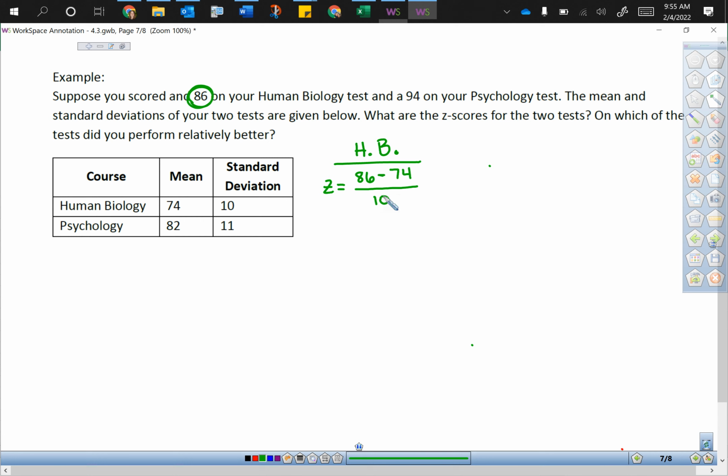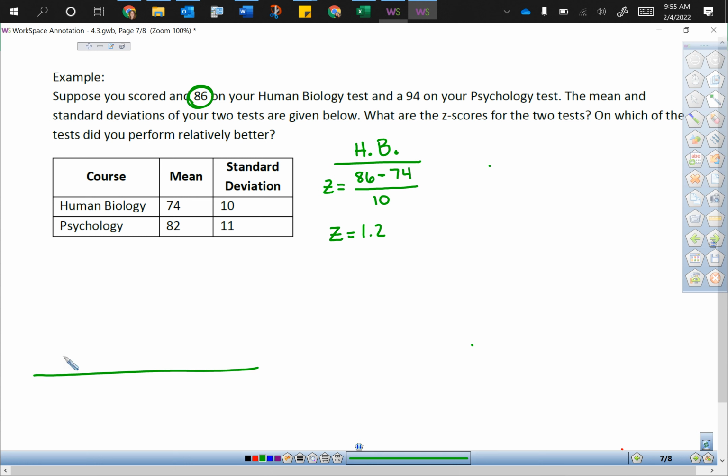Now, if you put this into your calculator or if you put it into Excel, either or, what do you need to put around the numerator? Parentheses, very good. Go ahead and calculate that. Tell me what we get. 1.2. Here's what that means.